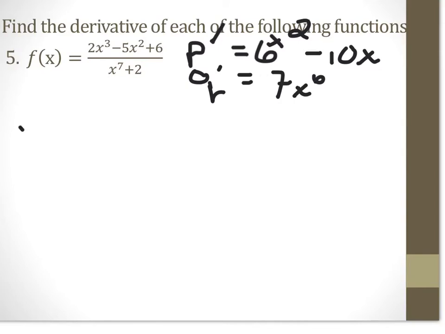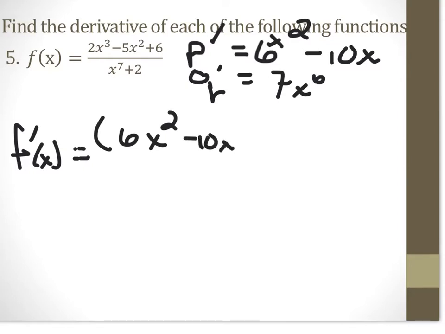So let's go ahead and write the derivative of this function. We're going to follow the quotient rule. Derivative of the numerator, which is 6x squared minus 10x, minus, times the denominator.